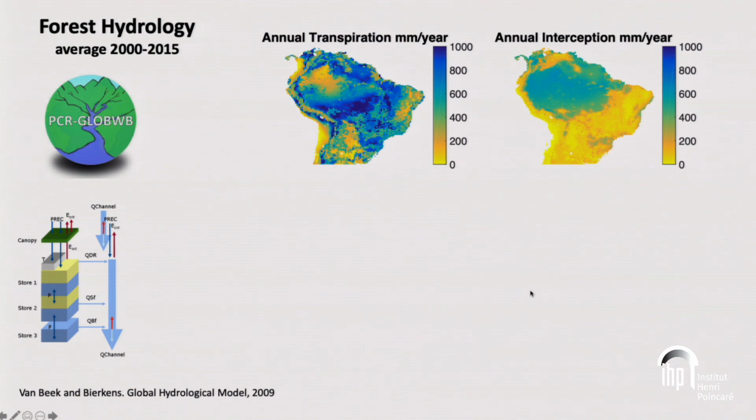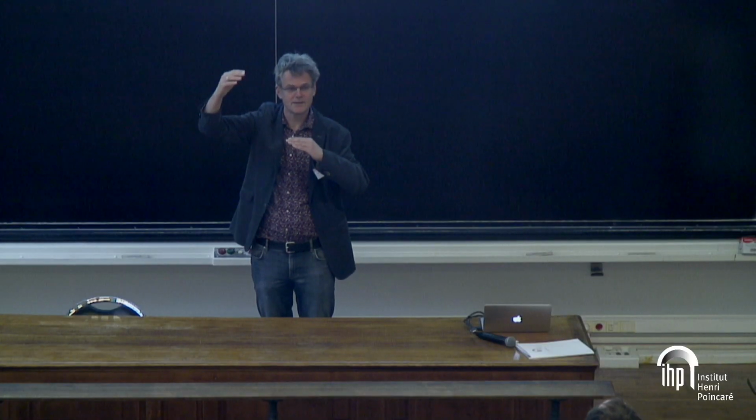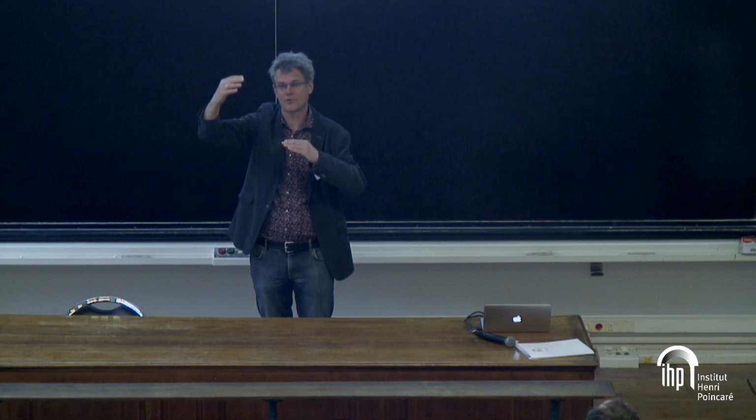There you can see the annual amount of transpiration on the left-hand side and the annual amount of interception evaporation. The interception evaporation is the water which comes on the leaves of the forest, but directly moves back to the atmosphere, directly evaporates back to the atmosphere.